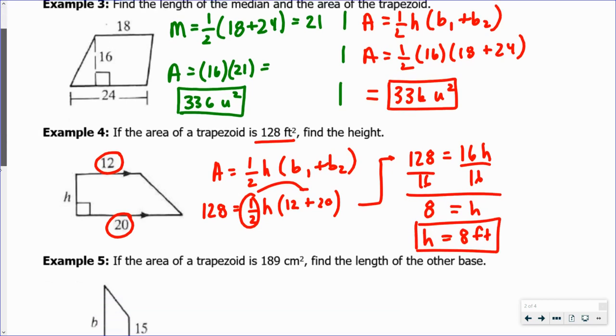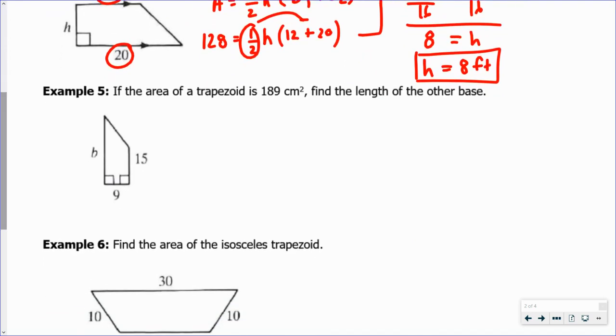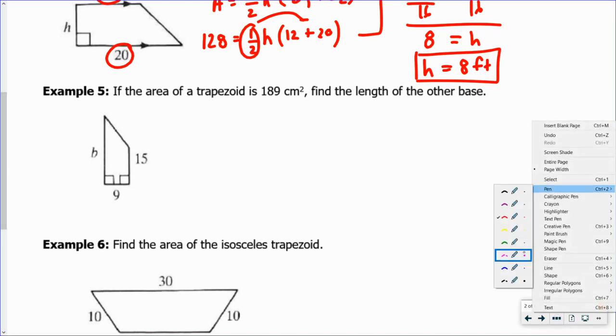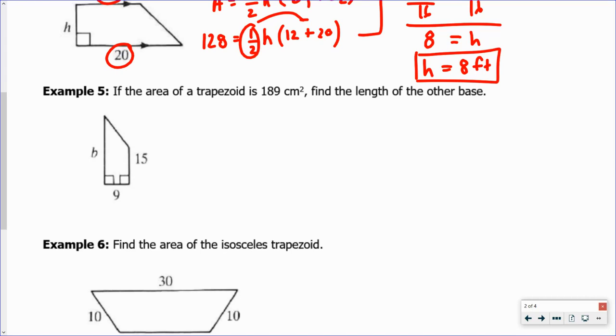All right, let's take a look at example number 5. Here it says if the area of a trapezoid is 189 square centimeters, find the length of the other base. So same deal. Here we know the area. In this case we know the length of one of the bases. We know the length of the height, and we're trying to determine the length of the second base.